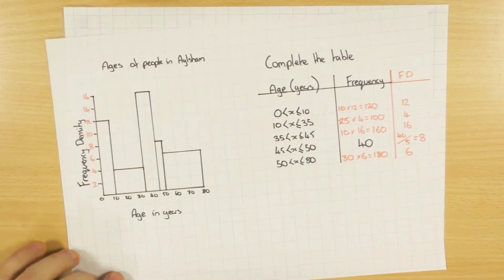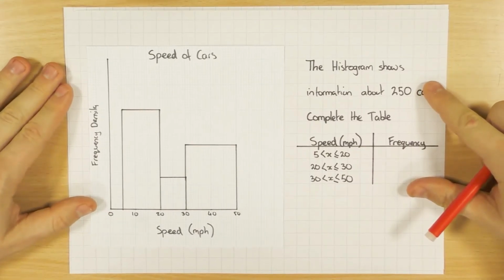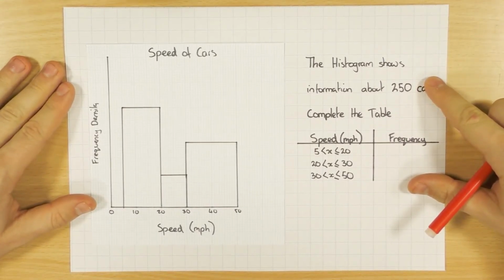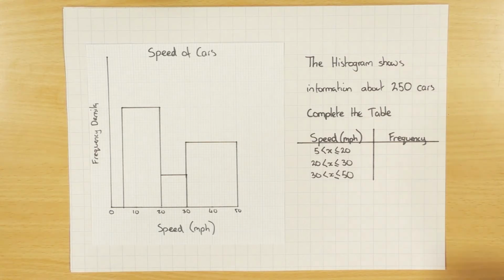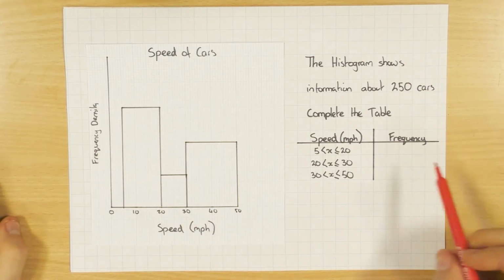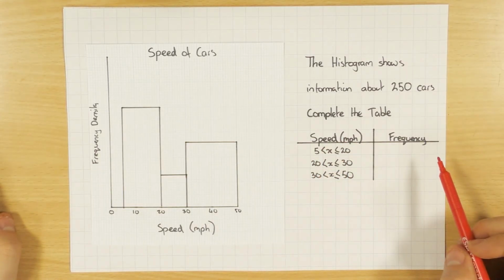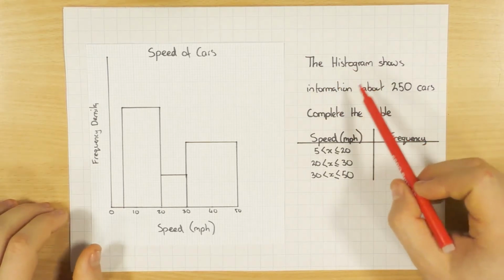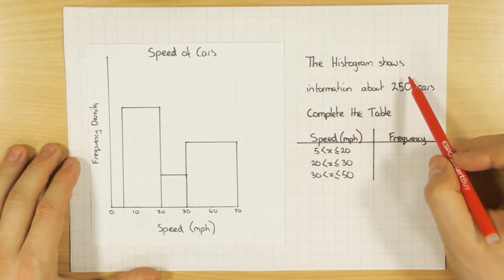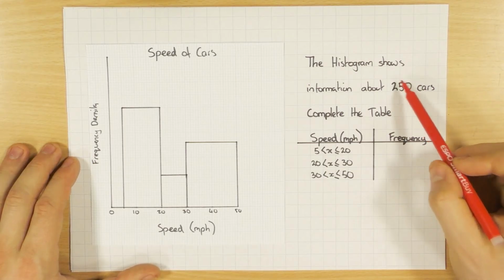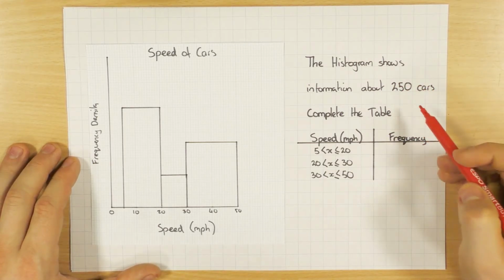And I've just got one more for you, which is this one here. Now, I've deliberately picked this one because a similar question came up 2 years ago in the actual exam, where they gave you a histogram, they asked you to complete in the table, but the only information they gave you was that the histogram, well, in this particular example, they tell you the total. So the histogram shows information about a total of 250 cars.